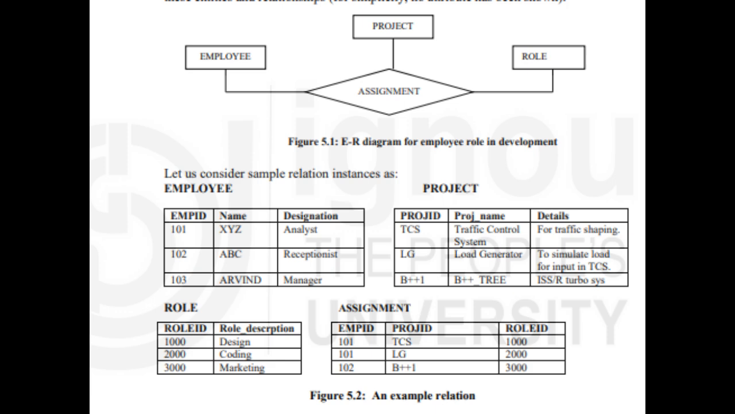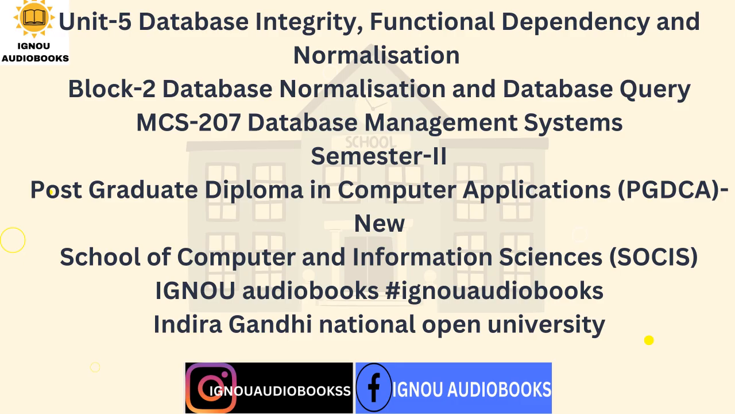Look at the screen, figure 5.2, an example relation. You can define the relational scheme for the relation assignment as follows: Assignment (empid, project, role lead). Please note that in the relation assignment, as per the definition of foreign key, to be taken as R2, empid is the foreign key in the assignment relation. It references the relation employee, to be taken as R1, where empid is the primary key. Similarly, project and role lead in the relation assignment are foreign keys referencing the relations project and role, respectively.